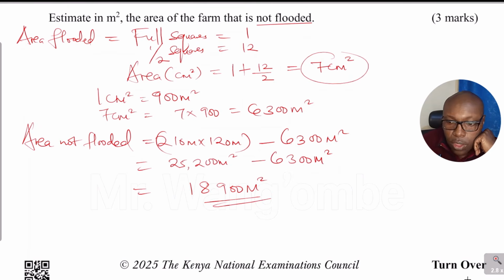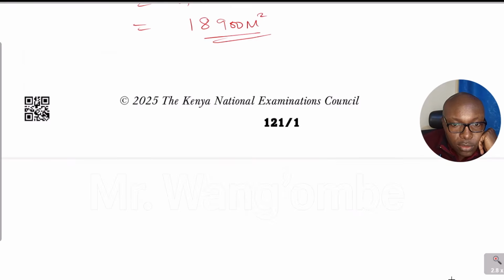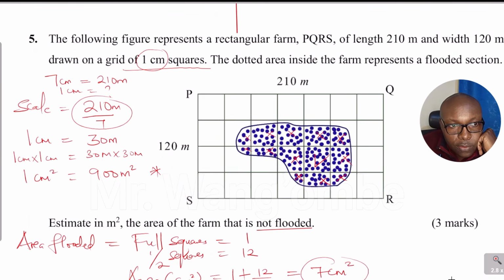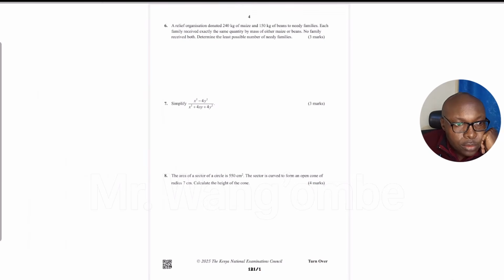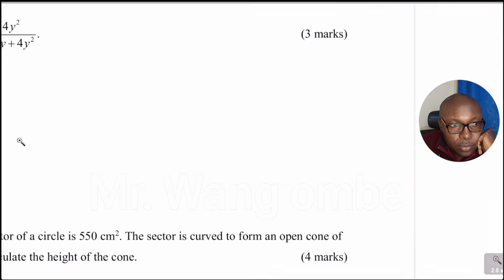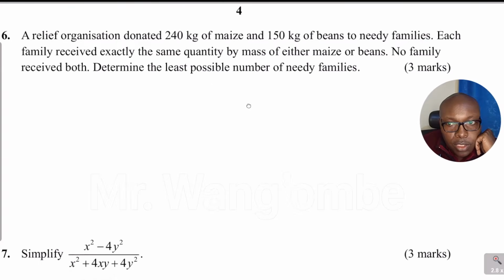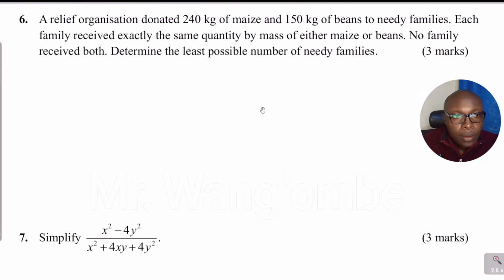We go to the next question. The next question is question number 6. So question number 6 is here. A relief organization donated 240 kg of maize and 150 kg of beans to the needy families. Each family received exactly the same quantity by mass of either maize or beans. No family received both. Determine the least possible number of needy families.